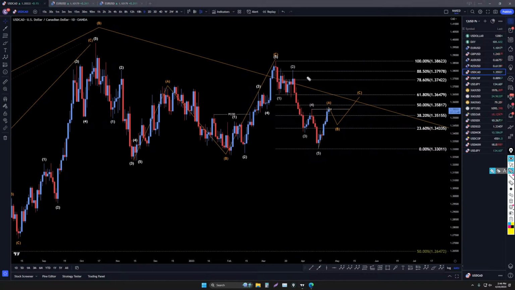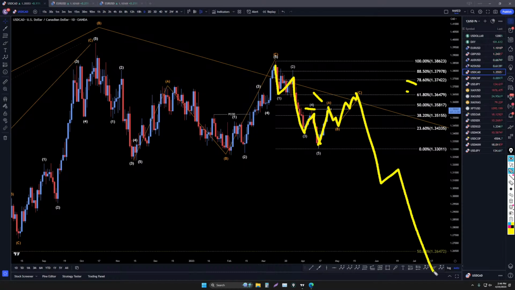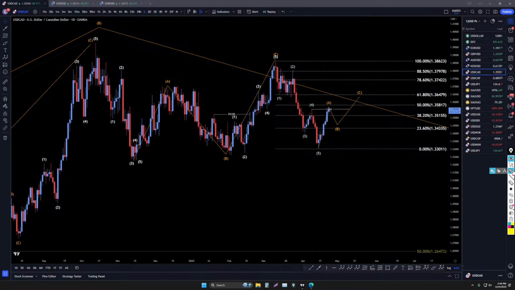So US dollar Canadian definitely made a downtrend right here. 1, 2, 3, 4, 5. Very clear downtrend. We have an impulsive move up that went right to the high of wave 4. I still think it's a wave A. I still think the next move down is probably going to be a B, and it will probably go up again for a C. I think it will go up to maybe the 61, maybe the 78 before it actually does end up continuing back down.